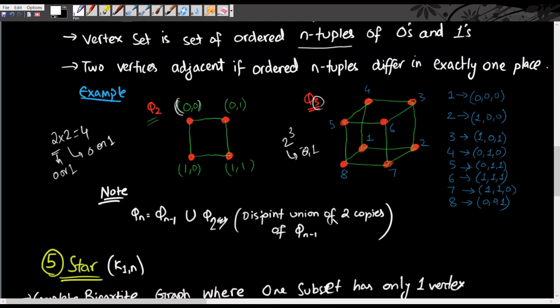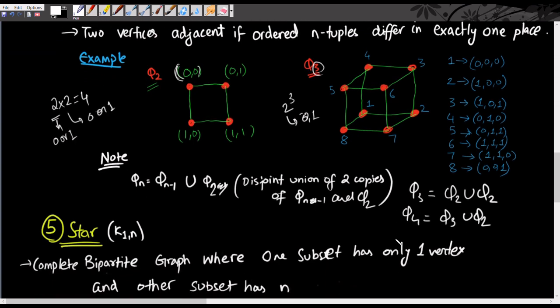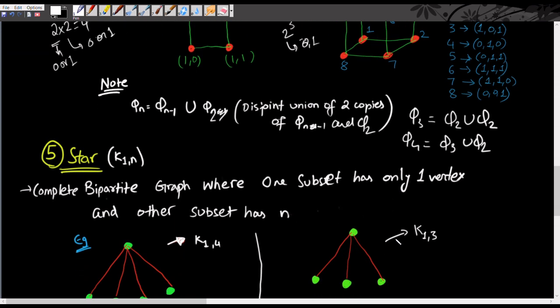An important note about Qn is that Qn is the union of two copies of Qn minus 1. So you take the disjoint union of 2 copies of Qn minus 1, and Q2. So when you take Qn minus 1 union Q2, you get Qn. That means Q3 is constructed from Q2 union Q2. For Q4, it is Q3 union Q2. Alright, so I hope that's clear.